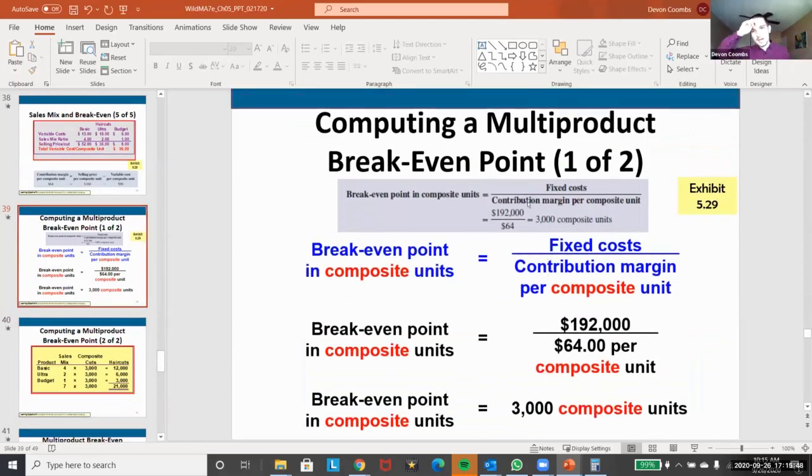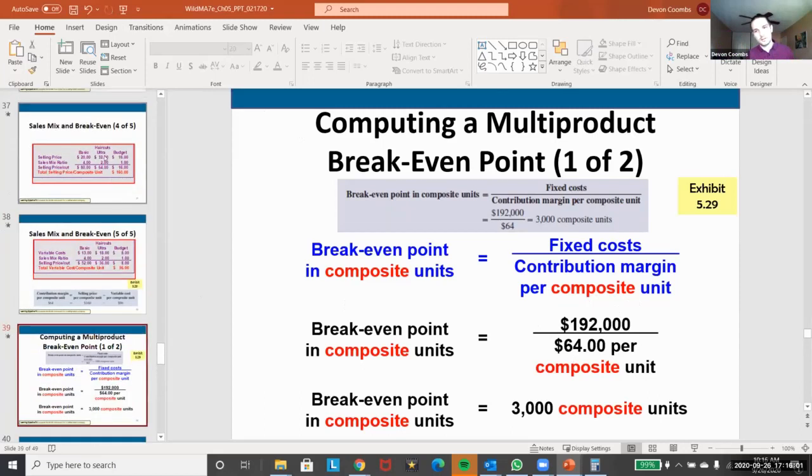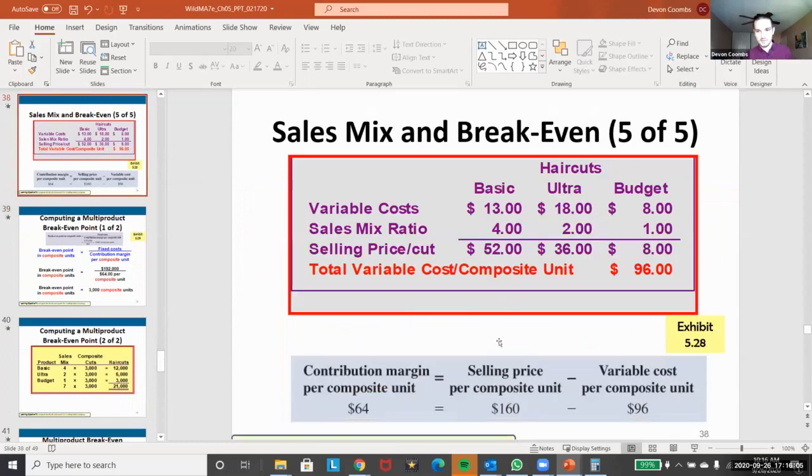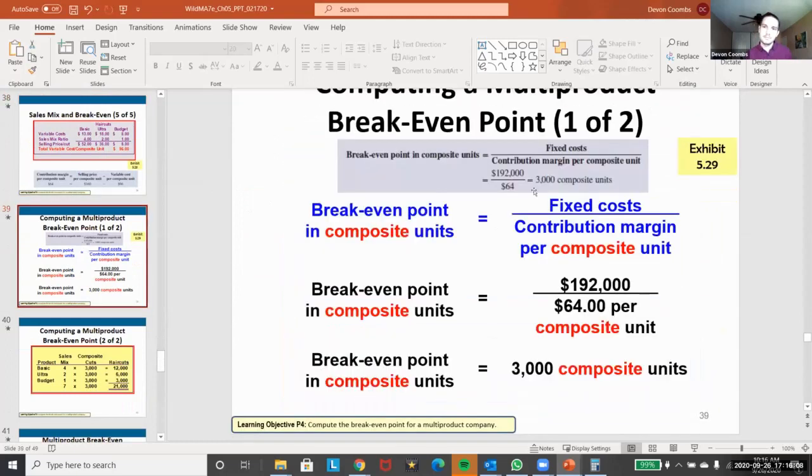And so then we'd figure out the break-even point. We find the fixed cost per the contribution margin for composite unit. So we know $192 divided by 64 of this combined unit. We went over the $64 calculation, right? That was the difference here, 64. So again, it's the exact same formula, except now it's a composite unit instead of unit. And then if we take that 192,000 divided by 64, we get 3,000 composite units.